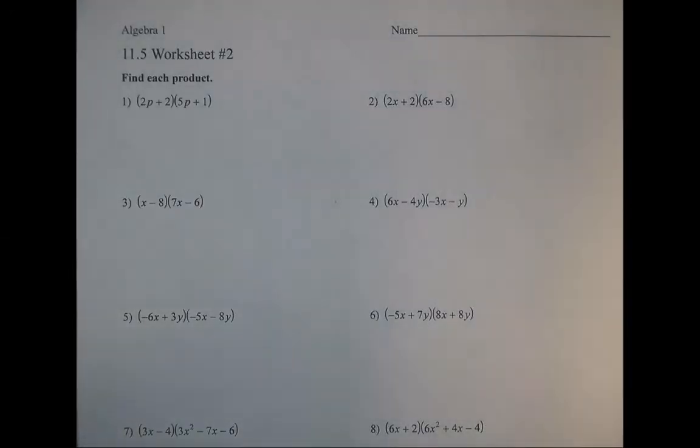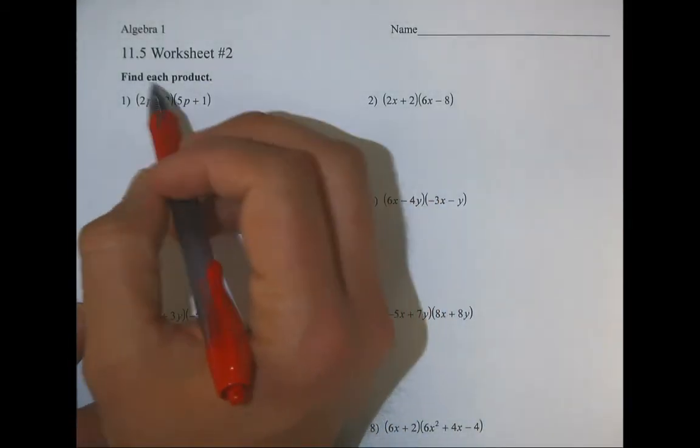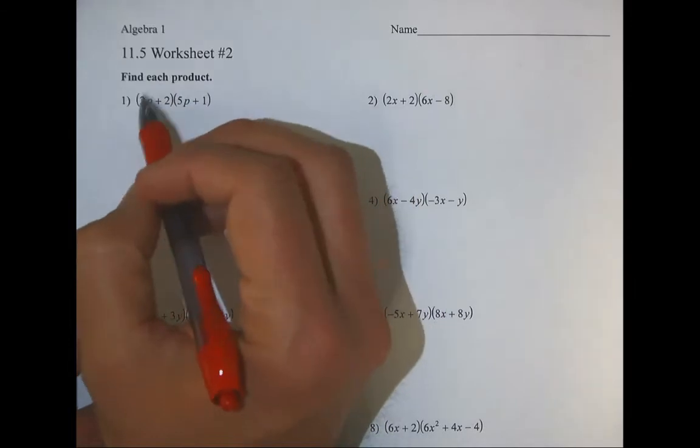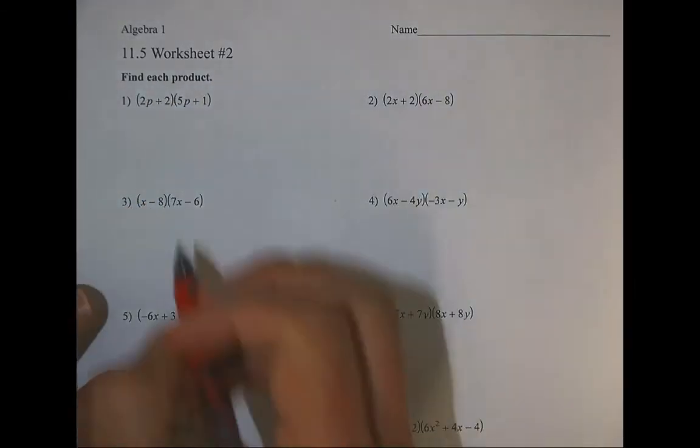This is the 11.5 worksheet. Number 2, more practice multiplying polynomials. So we're basically just distributing everything from the left polynomial to the right. So the 2p is going to get multiplied twice, the 2 is going to get multiplied twice. And then we just combine like terms.